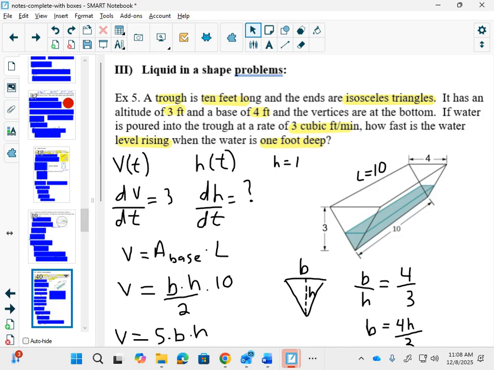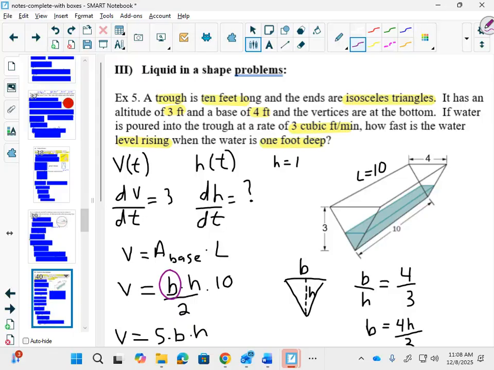So the interesting thing here is when we go to get the volume formula, the volume of a triangular prism is the area of its base times its length. We know the length is 10, and the base is a triangle, so that's base times height divided by 2. But we have a little problem here. We have another variable we haven't accounted for. We've got the variable b. So we need to somehow rearrange this formula so that it's only in terms of h.